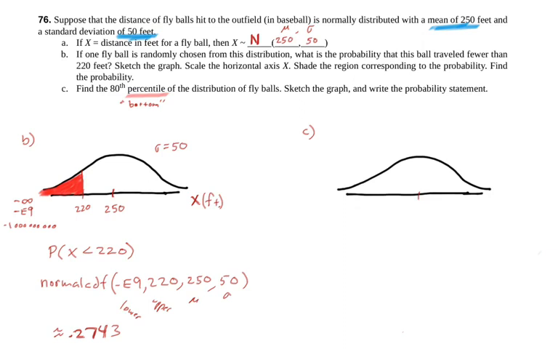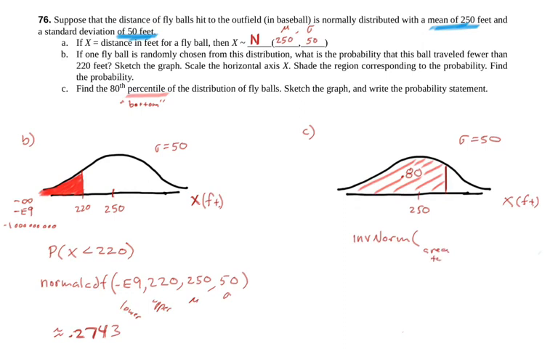Let's look at part C here. We want to find the 80th percentile. So now we want the area. I'm sorry, now we're given the area and we want to find out our cutoff. So 250. We're talking x in feet, and we want the 80th percentile. So percentile always talks about the bottom portion. So this is the part that we shade here. Sigma is still 50, and now we're going to use the inverse norm.